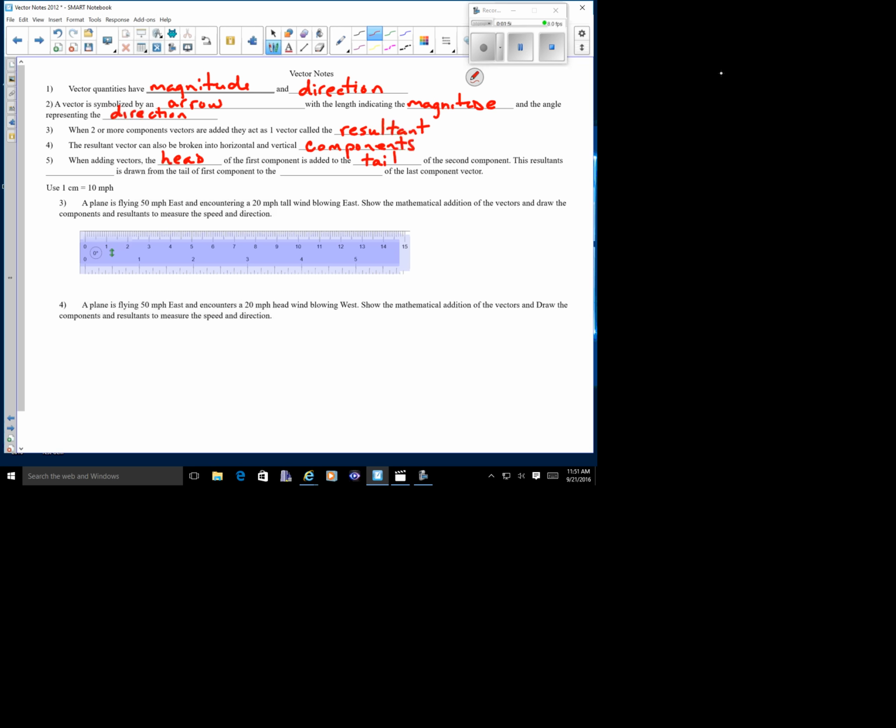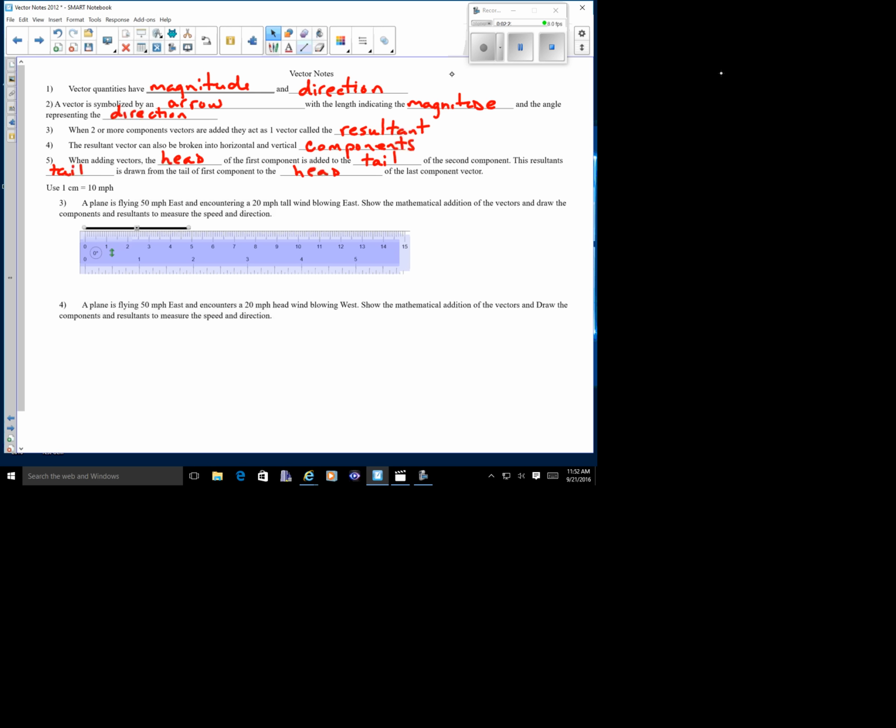It says a plane is flying 15 miles per hour east. Well, I'm just going to use an arrow because arrows are what vectors are going to represent. So I'm going to start there at the 0. And since 1 centimeter is 10 miles an hour, I'm going to draw that arrow 5 centimeters long. Okay, so I'll do this vector 5 centimeters long, going to the right because it's going east. And it encounters a wind that's blowing east as well.